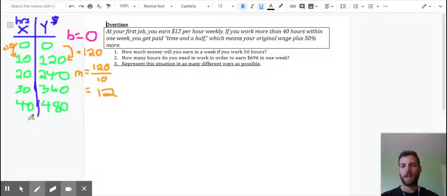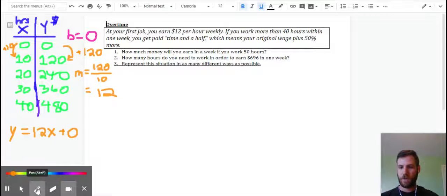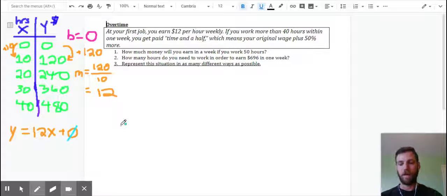So I know that a line would be a good thing to use to model it, and that my slope is staying as 12. So my equation at the bottom for this table is y is equal to 12x, where my slope was 12, always next to the x, plus 0. And if I wanted to, I could not even worry about that 0 and just think of it as the equation being y is equal to 12x.